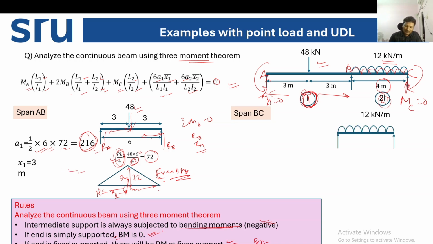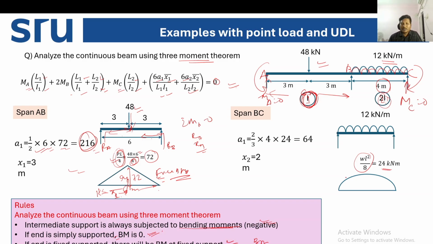Similarly, in case of span BC, how do we find the free bending moment diagram? The formula is WL square by 8, so in total we are getting 24 kilonewton meter. And what is the area? This should be area 2, which is 2/3 of base into height. It is 64, so we are getting the area A2. And x2 is the CG of this diagram. This is your x1, this is your x2, or you can call them xl and xr. So x2 or xr is equal to 2 meter in this case.